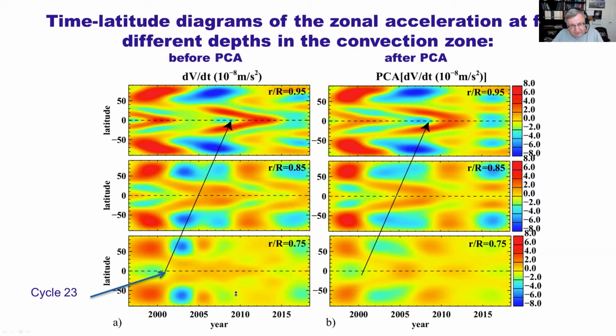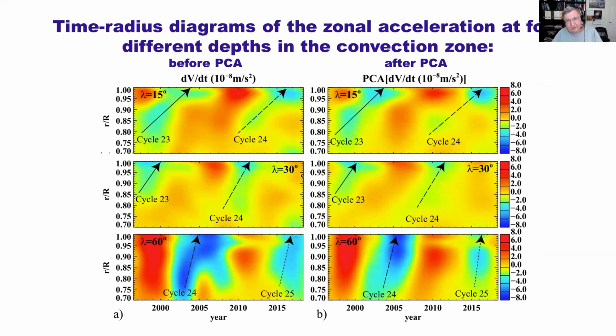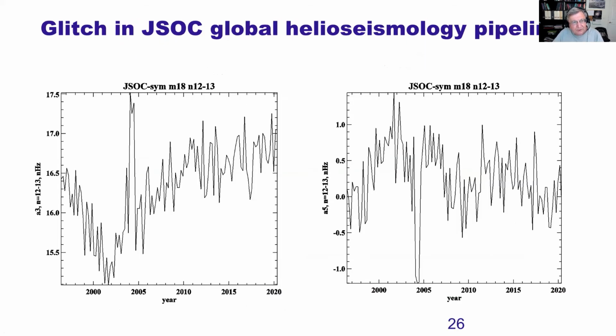And if you look at the radial cuts, you can also see that before applying principal component analysis, there is some very complicated behavior at the bottom of the convection zone. And after filtering, it disappears, of course. And the question was what might cause these variations at the bottom of the convection zone. And it turns out that this was a glitch. That's what we think, a glitch in global helioseismology data.